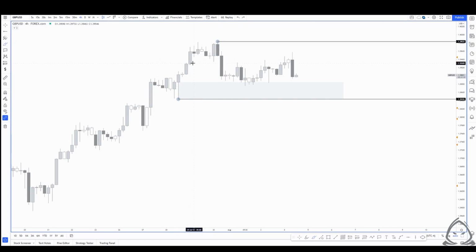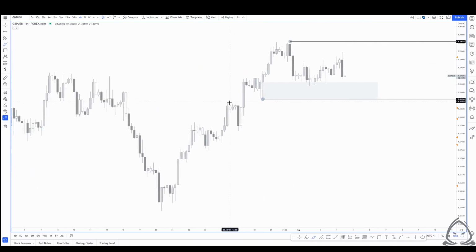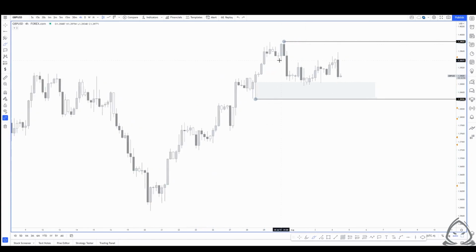So in this case, what we can actually say is that we had a small pullback. We've taken some external range liquidity and now we're starting to form an even bigger pullback, which gives us a little bit more indication that price is willing to move to the upside based on all of these factors.